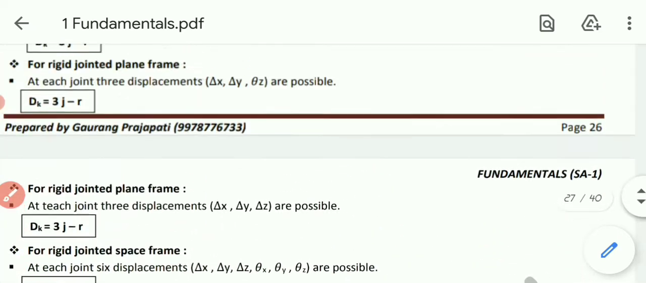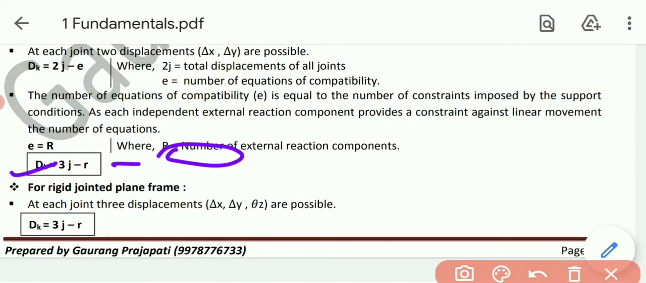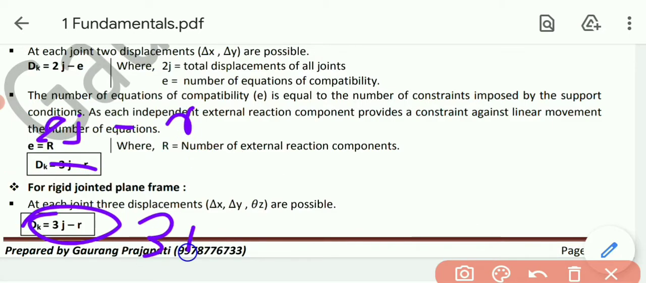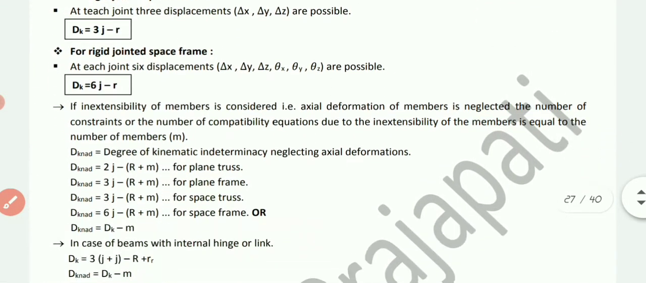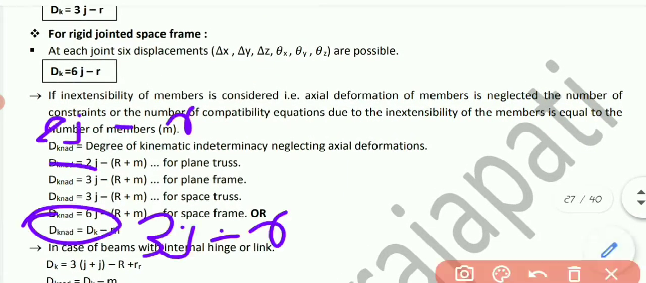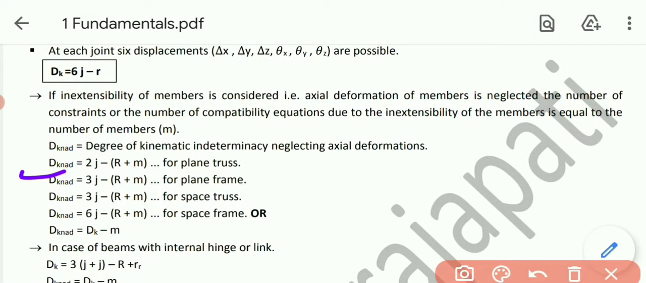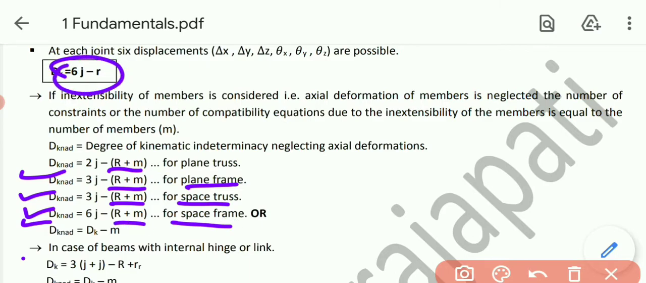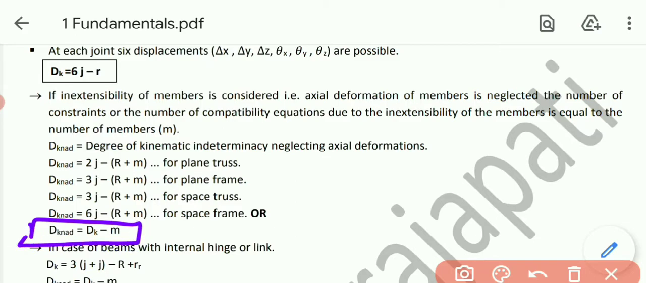See, all the formulas which we applied earlier apply over here. This one was twice j minus r, this one was 3j minus r. So what we need to do is add m to all these equations. This one is 3j minus r, this one 6j minus r. So dk naught for the plane truss is twice j minus r plus m. For the plane frame, 3j minus r plus m. For the space truss, 3j minus r plus m. And for the space frame, 6j minus r plus m. So I can directly write the formula of dk naught equals dk minus m. That's the formula of dk naught.